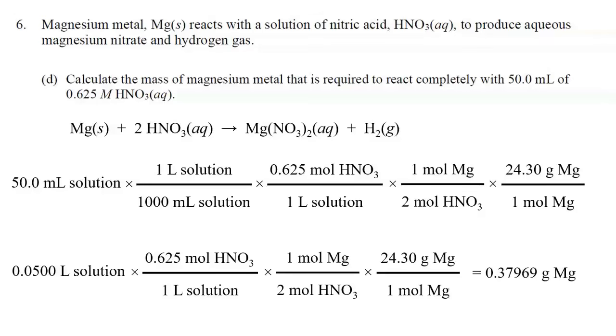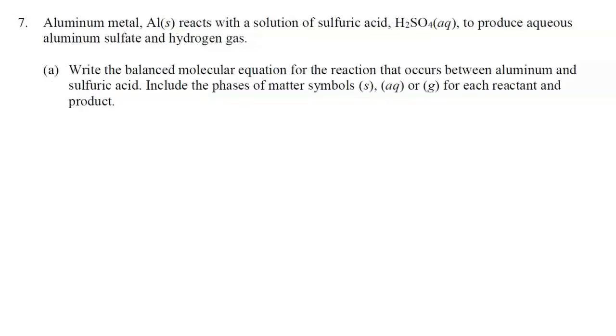0.37969. Let's go ahead and round off our answer based on the number of significant figures in the given measurements. So 50.0 has 3 significant figures. 0.625 also has 3 significant figures. So we'll round off our answer to 3 significant figures, 0.380 grams of magnesium. So that is our answer to part D.